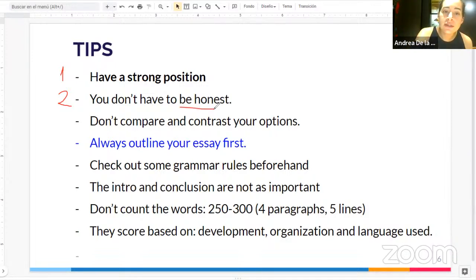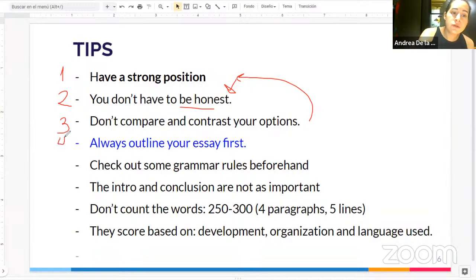You don't have to be honest. It doesn't have to make sense, and it doesn't have to be something, let's say, like the best thing, right? So if they ask you something like, "Do you think that hamburgers should be illegal?" You can completely have an essay saying that you don't think that they should be legal. Okay, so you don't have to be honest, and you can write basically whatever you want. It's more about how you write than what you write. Okay, that is really important here. Number 3 goes with number 1. You don't have to compare and contrast your options and be like, I think both have advantages and disadvantages, pros and cons. No, you just have to go with one.